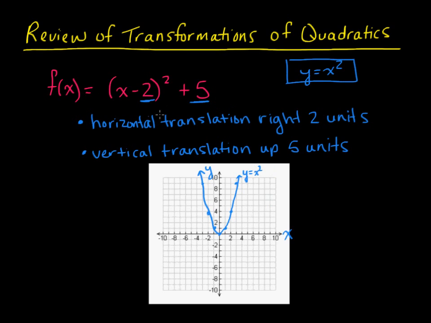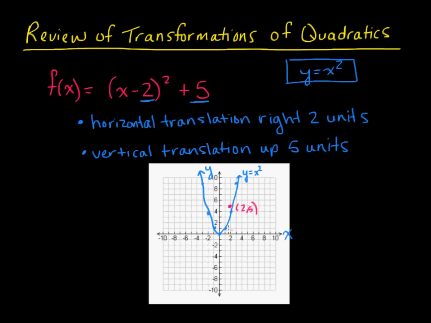Now, the function we want to look at is the parent function with a horizontal translation right 2 units and a vertical translation up 5 units. What that means is we want to take each of the key points that was plotted on our parent function and shift them to the right 2 units and up 5 units. I'm going to start with the vertex here. I'm going to shift to the right 2 units and up 5 units. The vertex is now going to be at the point (2, 5).